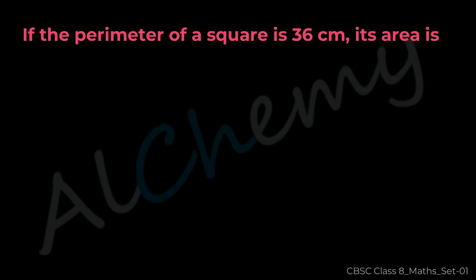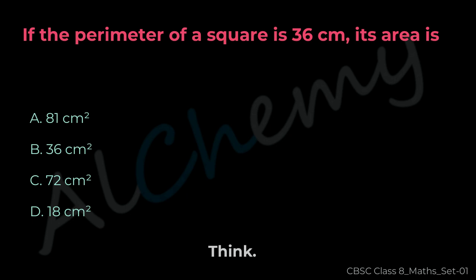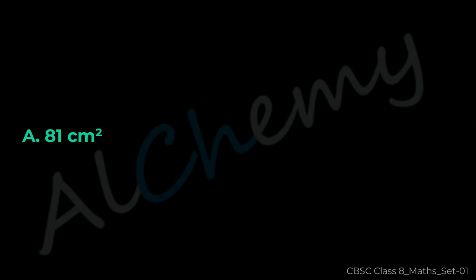Question 3. If the perimeter of a square is 36 centimeters, its area is A 81 square centimeters, B 36 square centimeters, C 72 square centimeters, D 18 square centimeters. The correct answer is A 81 square centimeters.